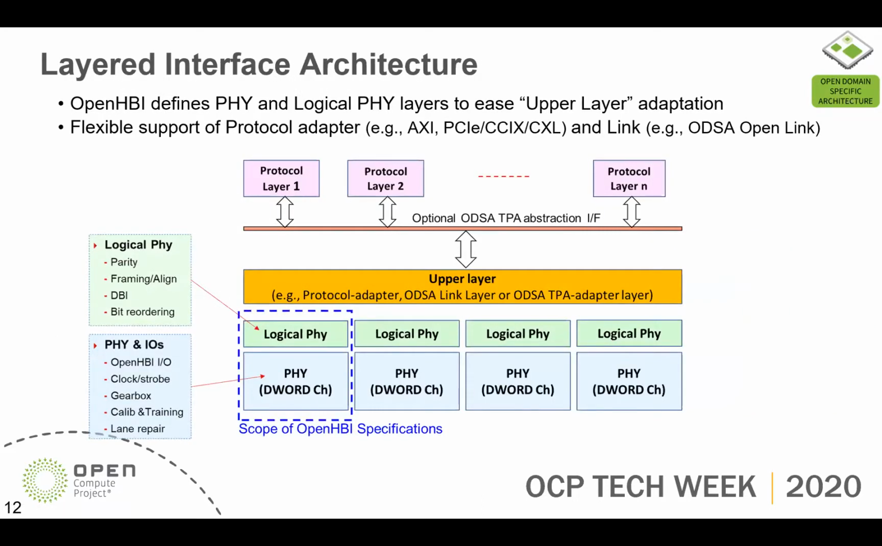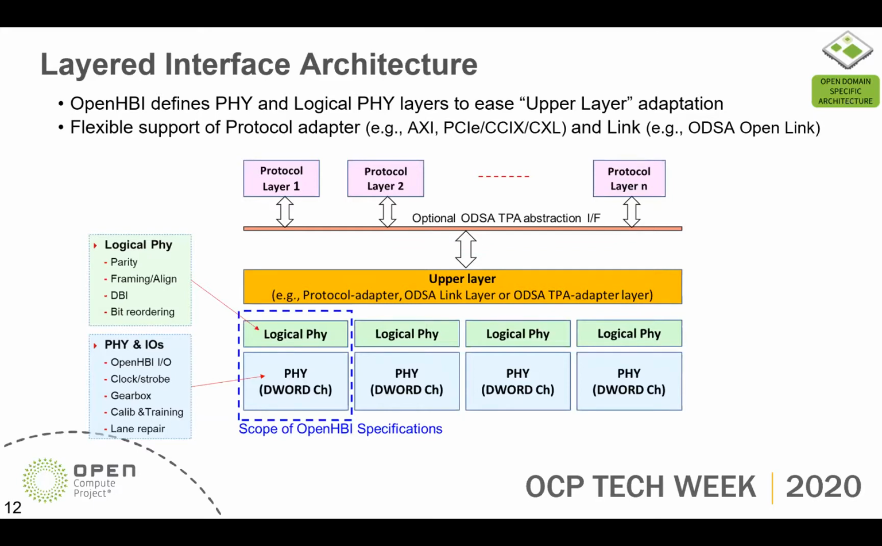So this slide shows how the OpenHBI PHY layer and the logical PHY layer fit into a multi-layer architecture. Pretty simple, I think. The PHY layer will have the I/O circuit, clocking, and gearbox that perform the serialization and deserialization between the I/O data rate and the slower internal logic clock domain. It can perform training and calibration to maximize the data eye and the timing margin. OpenHBI also supports the lane repair function, which is, by the way, the same capability as the HBM3 lane repair capabilities, in case there are broken or weak connections that need to be repaired.